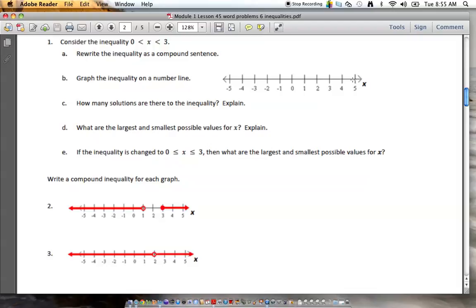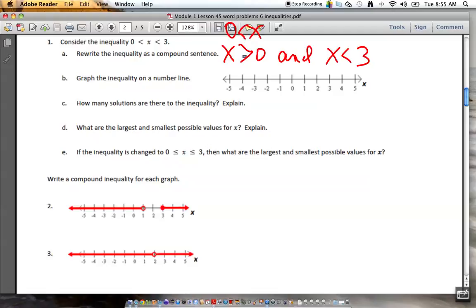Okay, let's take a look here. Rewrite the inequality as a compound sentence. Now, look, this means that x is going to be greater than 0 and x is going to be less than 3. Both of those things are going on at the same time. Now, it looks kind of weird because the x is on the left in both cases, but can't we just, if we wanted to, switch the order here? Isn't that the same statement?